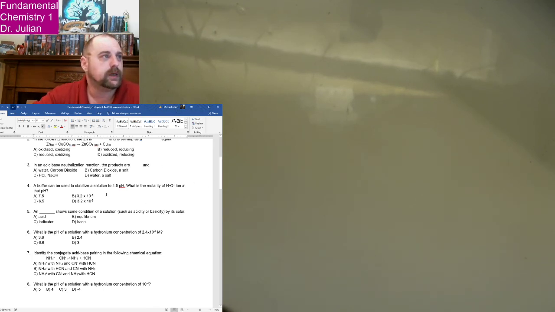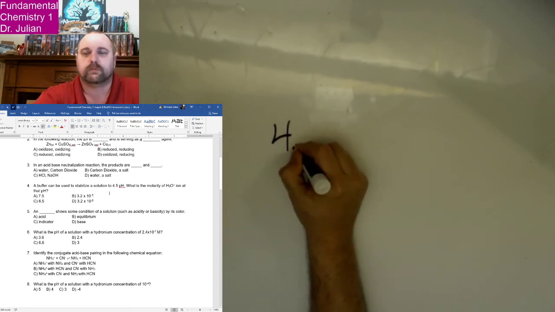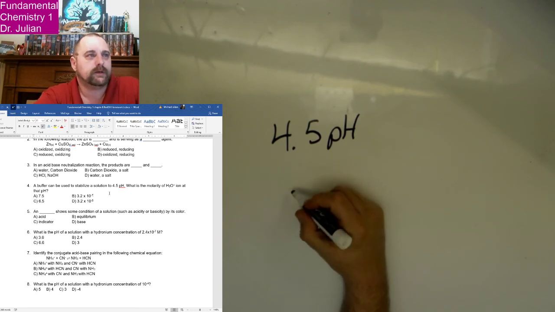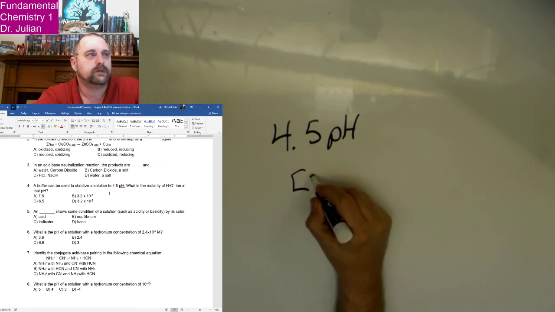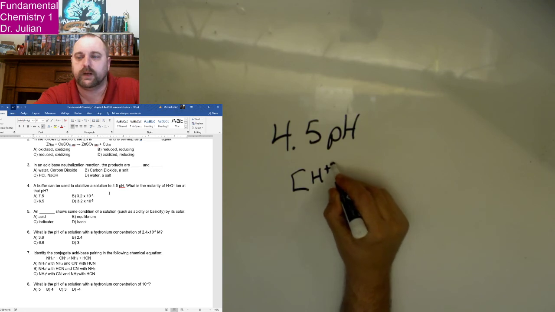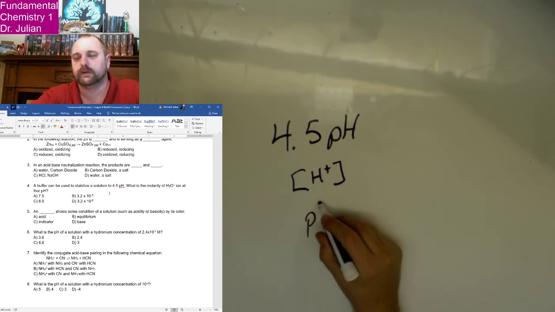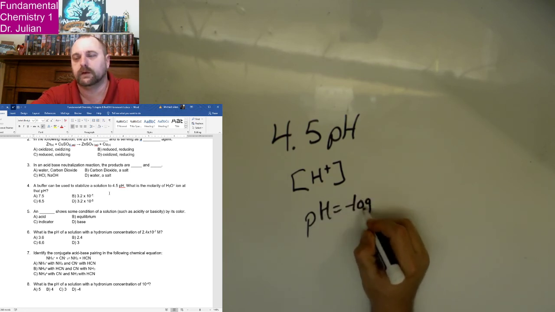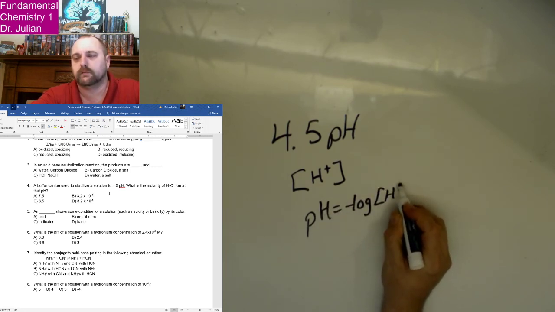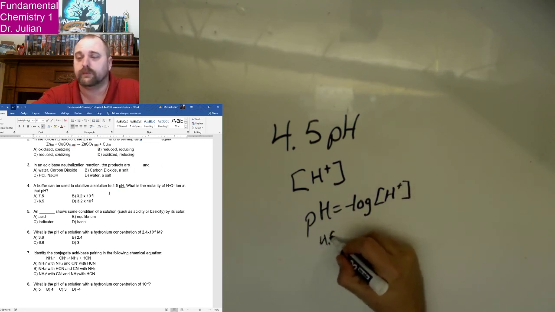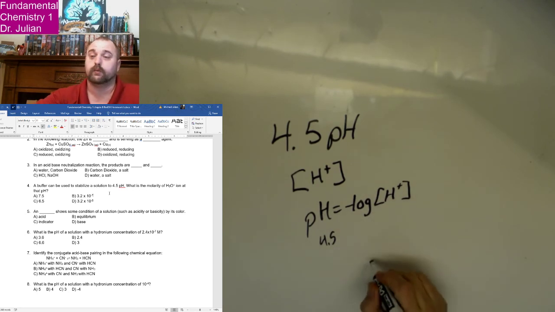All right, a pH, a buffer here. Oh man, we got a buffer used to stabilize to 4.5 pH. So 4.5 pH. What is the molarity of the H3O plus, in other words, what is H plus at that? All right, so you can plug this in. pH equals negative log of H3O plus or H plus. You can plug in 4.5 and do all the algebra. We're not going to do that.